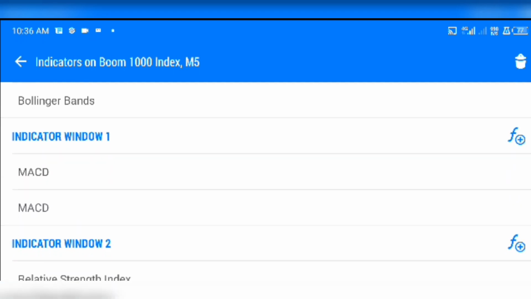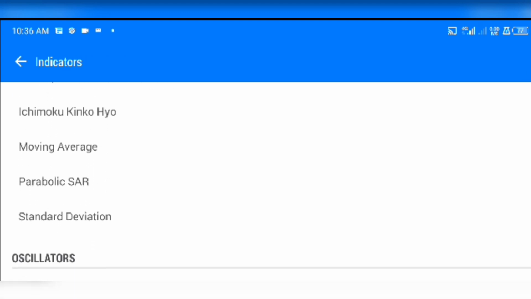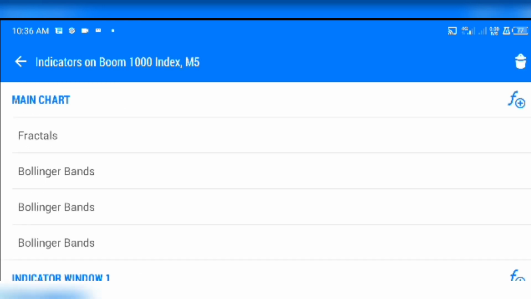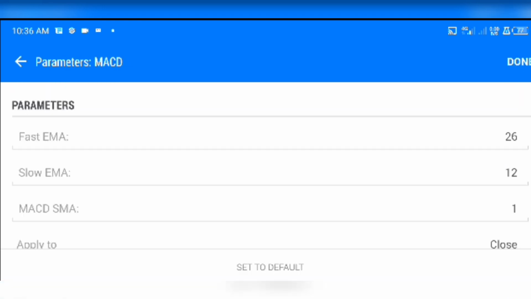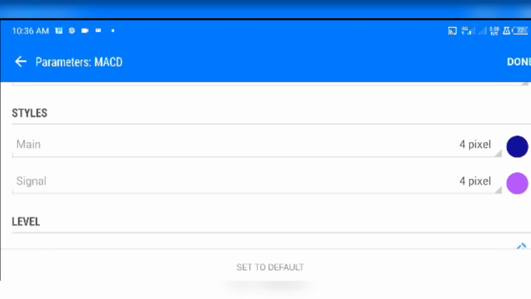Okay, so for you to get the second MACD, you have to click on indicator windows 1, and then locate the next MACD. Fast EMA should be 26, slow EMA should be 12, MACD SMA should be 1, applied to should be close. Main should be 4 pixel dark blue or blue, signal should be 4 pixel purple.